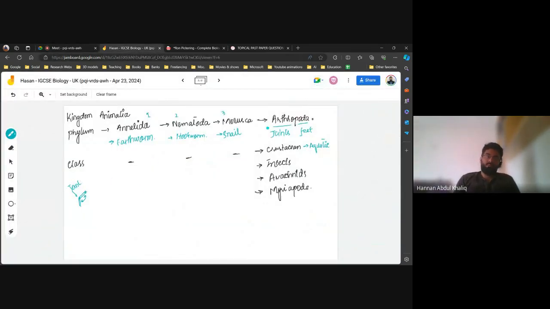Sometimes, okay, let me make a proper profile of this particular group so that you can match it to your past papers. Sometimes they often ask what the common features of arthropods are, all the arthropods. So number one, by their name, jointed feet. Number two, they have exoskeleton.